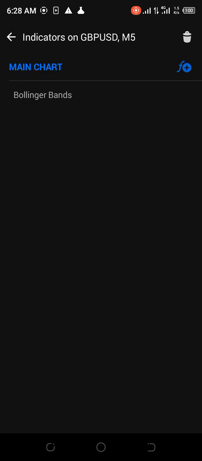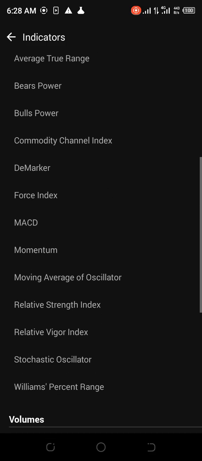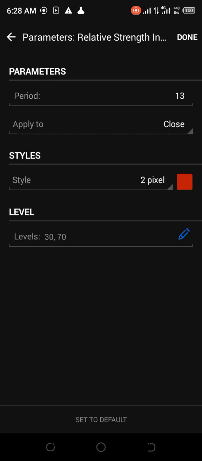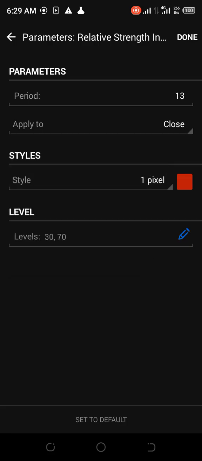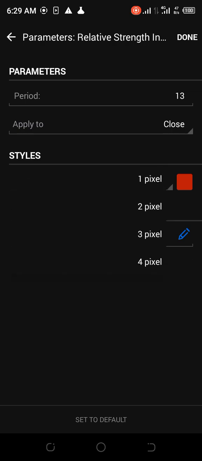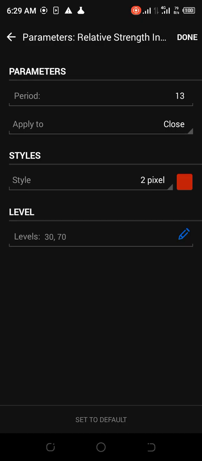Then the second one is the relative strength index. Go to the main chart again and look for relative strength index. You can see it here. Tap on it. Okay, the period is 13. Leave the period at 13. Then the style: let me change the style pixel to 1, but you can leave yours at 2 so that you can see it very well. Let me put it at 2. 2 is okay. I'll leave the color as red.